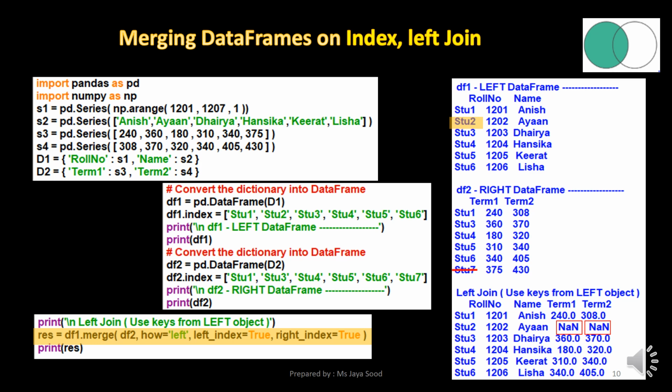Now let us create a left join using the merge function for our example. The data frame object res is created by writing the statement df1.merge(df2, how='left', left_index=True, right_index=True). Only the indexes from the left data frame will now be used for merging. The index 2, which is not present in the right data frame, will have the values NaN for term 1 and term 2 columns. Also, the extra indexes which are not present in the left data frame will not be included in the result.